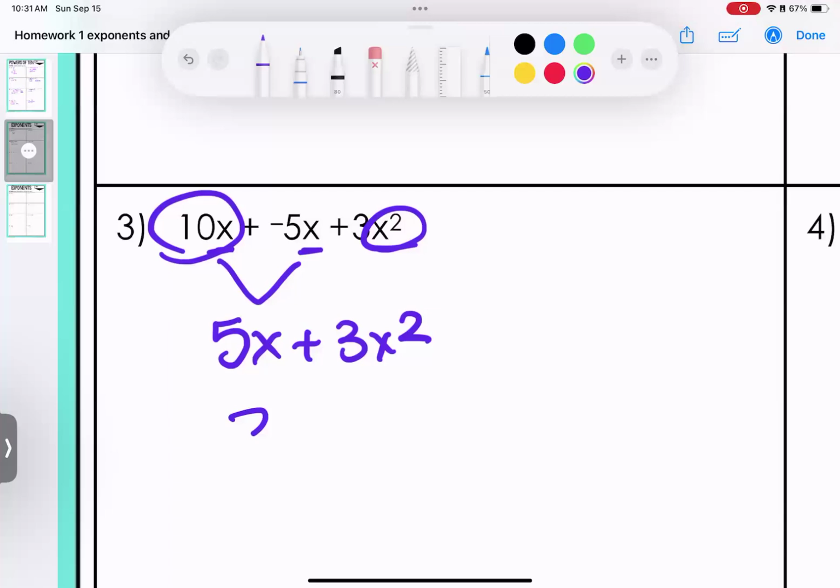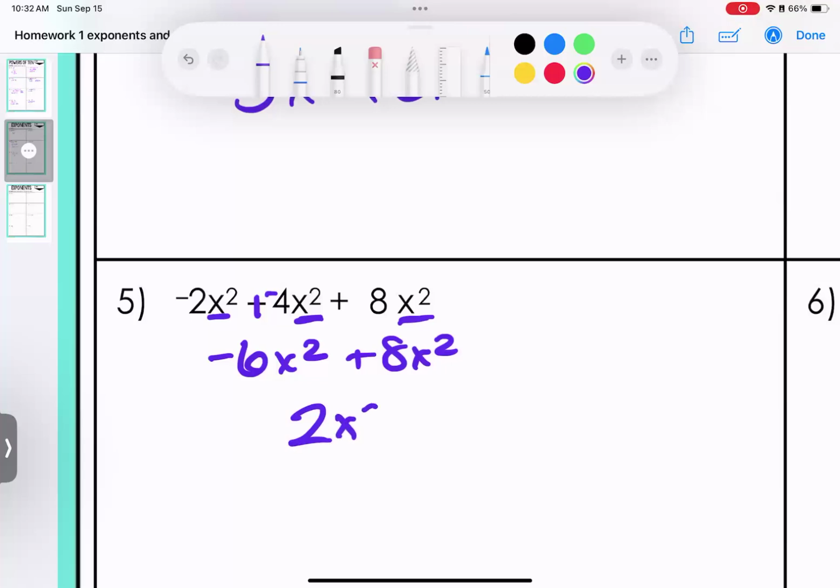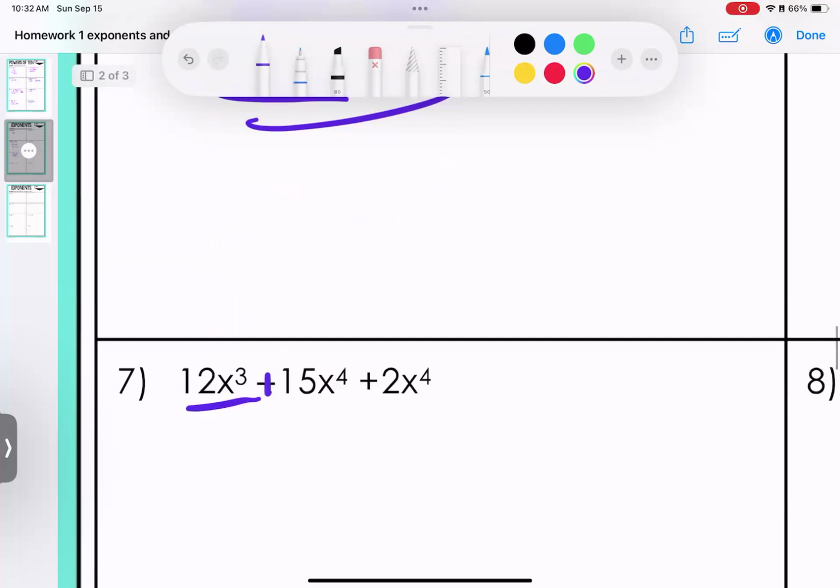Bring this piece down. It is best practice to list them in order from biggest exponent to smallest, but either of these would be considered correct. Coming down here, I'm going to jump in and do my keep, change first, just because it's always beneficial for my brain. I have x to the second, x to the second, x to the second. All of these can be put together. If I have -2 and -4, I now have -6. Different signs, difference. 8 minus 6 is 2. This is my final.